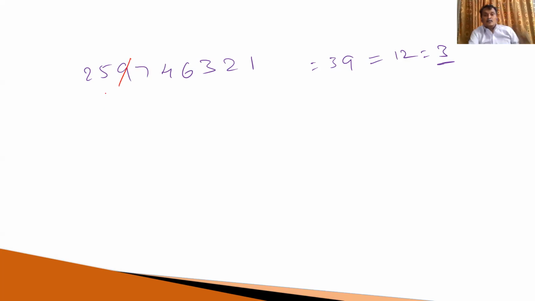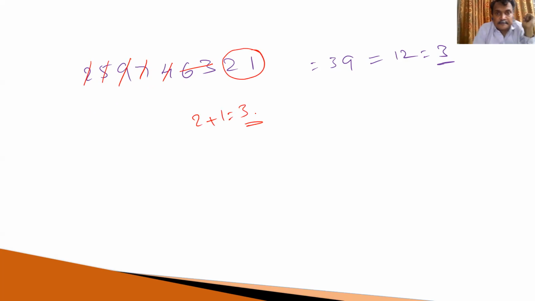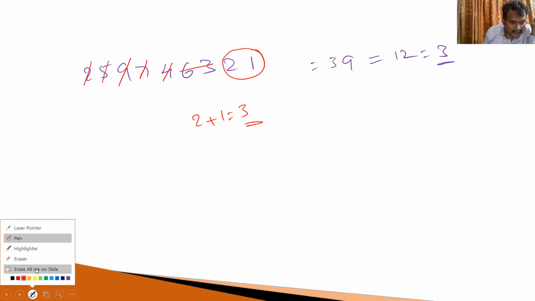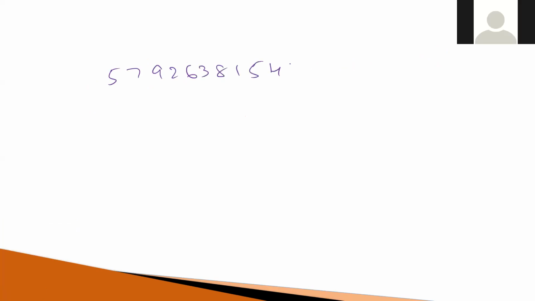Next, if you check whether the sum of two numbers is equal to 9, then also cancel those two numbers. 6 and 3, 9 gets cancelled. 2 and 7, 9 gets cancelled. 5 and 4, 9 gets cancelled. So what happened? Only two numbers, 2 plus 1, that is equal to 3. That's it. Now, I'm going to explain one more example. Here, 5, 7, 9, 2, 6, 3, 8, 1, 5, 4, 2, 3. Let us see.